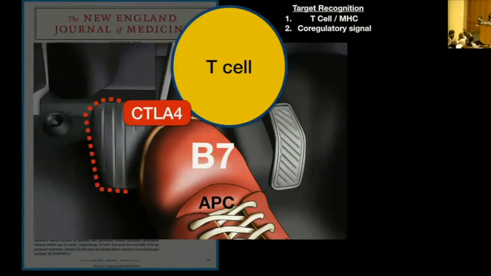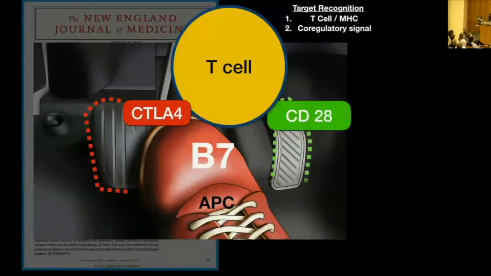T cells also express another receptor called CD28, which is constitutively expressed and serves an opposing function to CTLA-4, triggering T cell activation. When CD28 binds to B7, it's like stepping on the gas pedal, and the T cell remains active to go kill cancer. CTLA-4 competes with CD28 for B7 binding, but CTLA-4 has a much higher affinity. To kill cancer cells, the cytotoxic T cell should remain active.